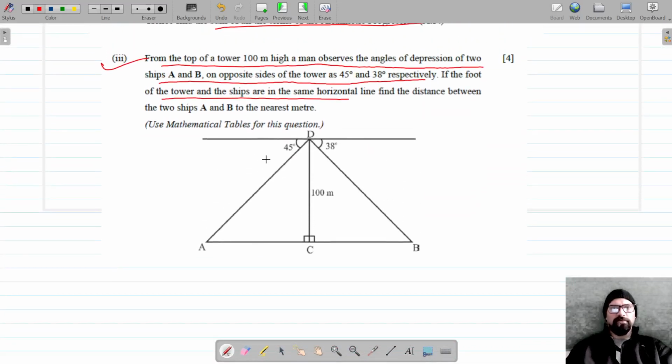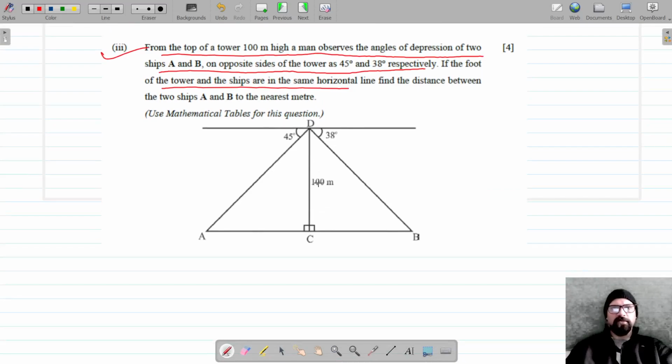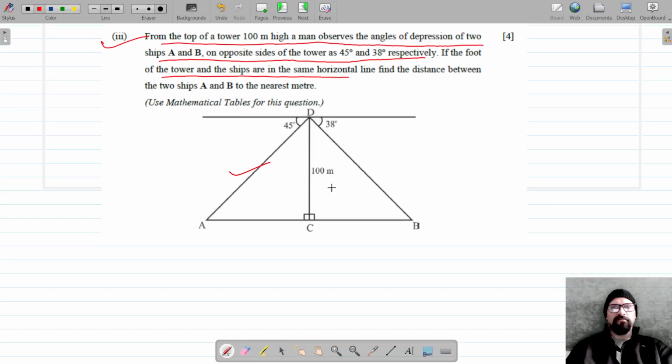This is the angle of depression of two ships from a tower 100 meters high. So let's consider this triangle, that is triangle ADC. We have to find the distance between the two ships, AB, to the nearest meter. So this is the distance AB that we have to find out.